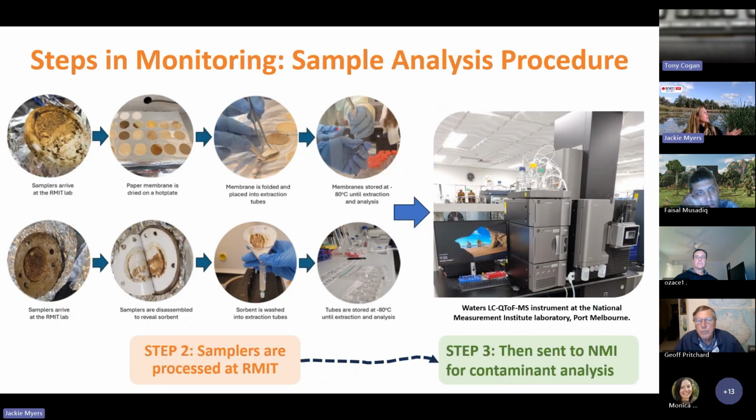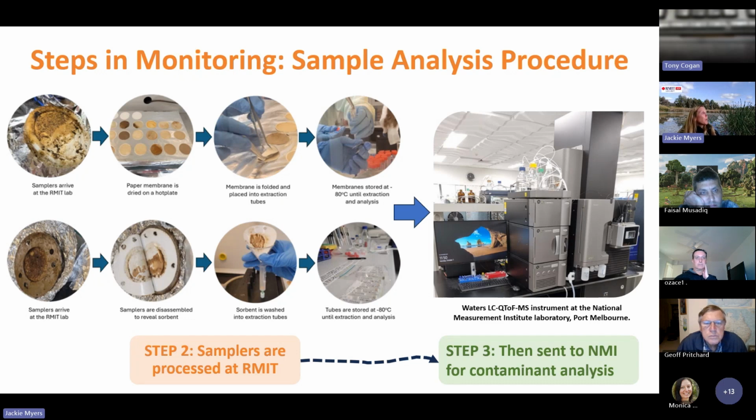Those subsequent steps are shown in this slide. Once the samplers arrive back to us at AQUEST, they undergo a processing step to prepare them for sending to the National Measurement Institute. This step involves taking the membranes from the ChemCatchers or the sorbents from the POCUS and drying and preserving them for further chemical extraction and analysis. The circles on the left-hand side of this slide show you those steps for the POCUS sampler or for the ChemCatcher passive sampler.